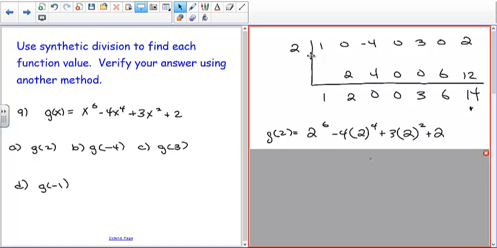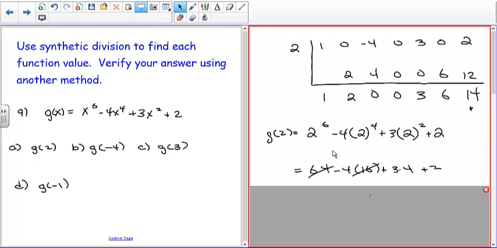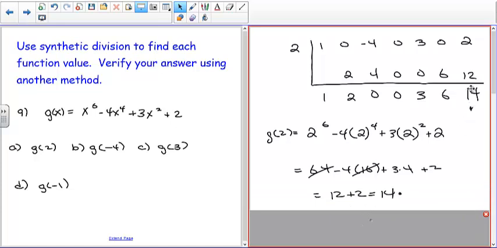So we're going to plug in 2, the value. 2 to the 6th minus 4 times 2 to the 4th, plus 3 times 2 squared, plus 2. 2 to the 6th is 64. 2 to the 4th is 16. 2 squared is 4. Put those in there. 64 minus 4 times 16. Well, 4 times 16 is 64. So the first two terms cancel out. You have 3 times 4, which is 12. 12 plus 2 is 14, which is the same number we got here as the remainder.